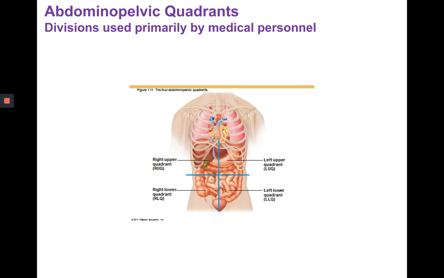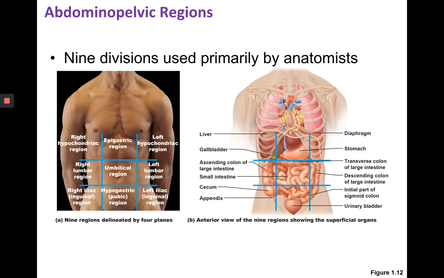So there are 4 quadrants, and notice that the right side is the patient's right, and the left side is the patient's left, not your left or your right. That's great for medical personnel to quickly find something so they can treat an injury as quickly as possible. But if we're not treating someone and we're studying anatomy, it's actually easier to divide the abdominal pelvic region into smaller segments. The 9 divisions of the abdominal pelvic regions that we're about to go through are used primarily by anatomists during study. I recommend just learning 6 because the left and right regions have the same name except for the word left or right.